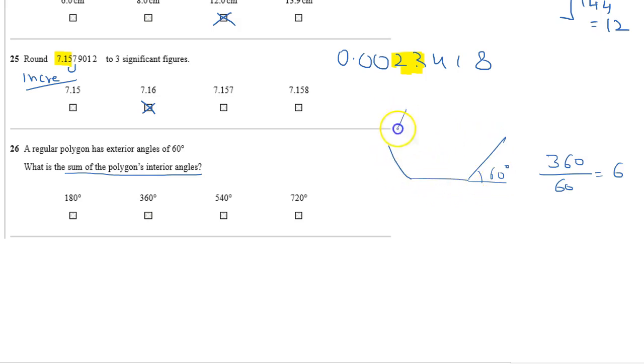1, 2, 3, 4, 5 and 6. Sorry, the figure is not very accurate. It's a regular polygon. Anyway, 6 sides. This is a straight line. This is 60, so it will be 180 minus 60, which is 120. So 120 multiplied by 6 is 720. So this polygon has a sum of interior angles of 720 degrees.